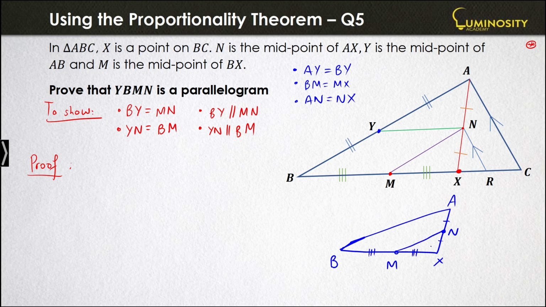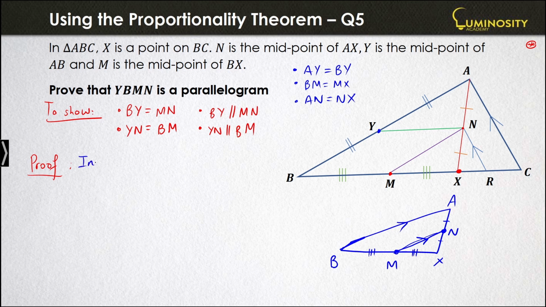So when we have a point that is a midpoint on one side of a triangle that connects to the midpoint of another side of the triangle, then by the converse of either the proportionality theorem or midpoint theorem, that implies that these two lines must be parallel. So I'm going to note that down.